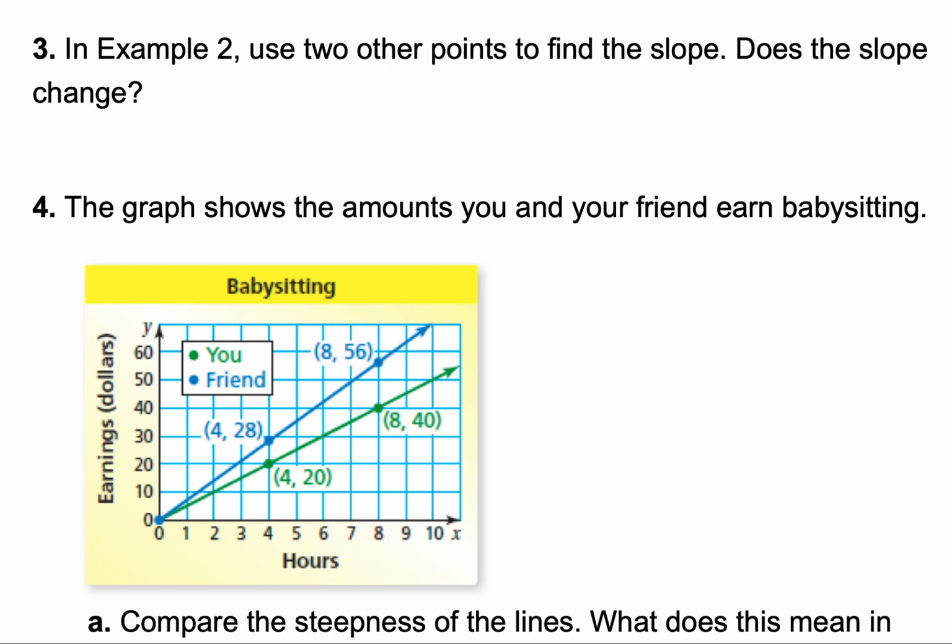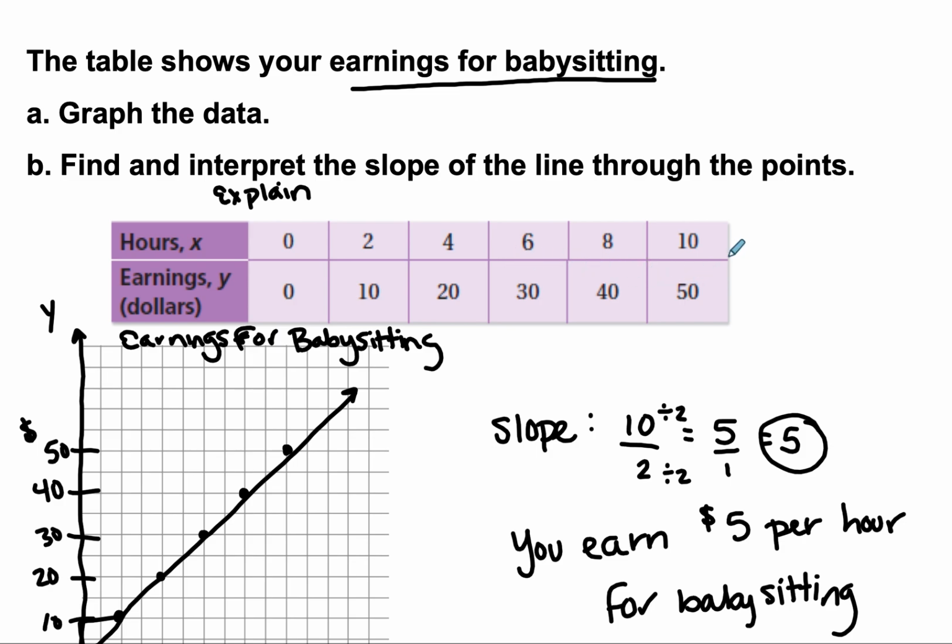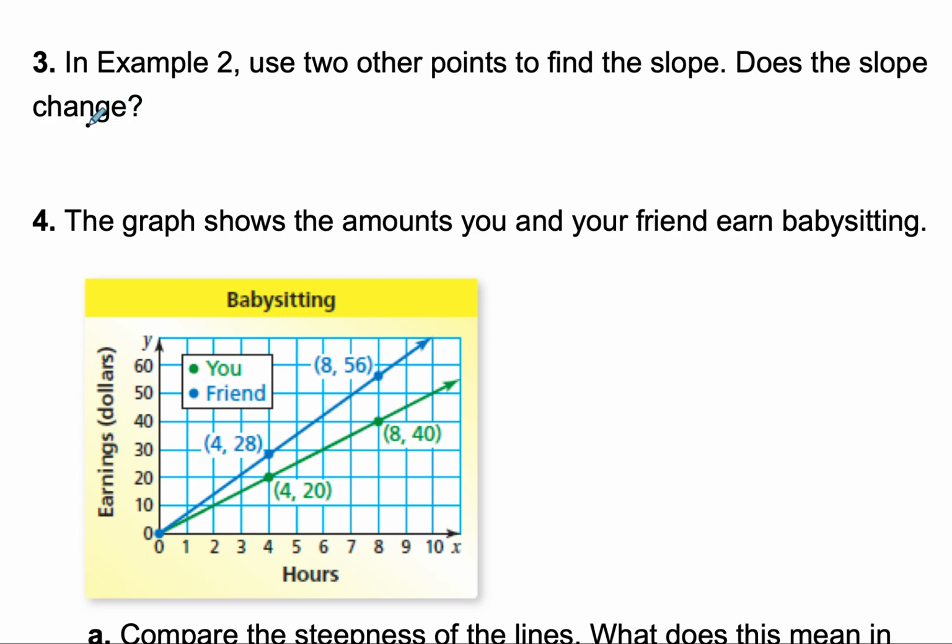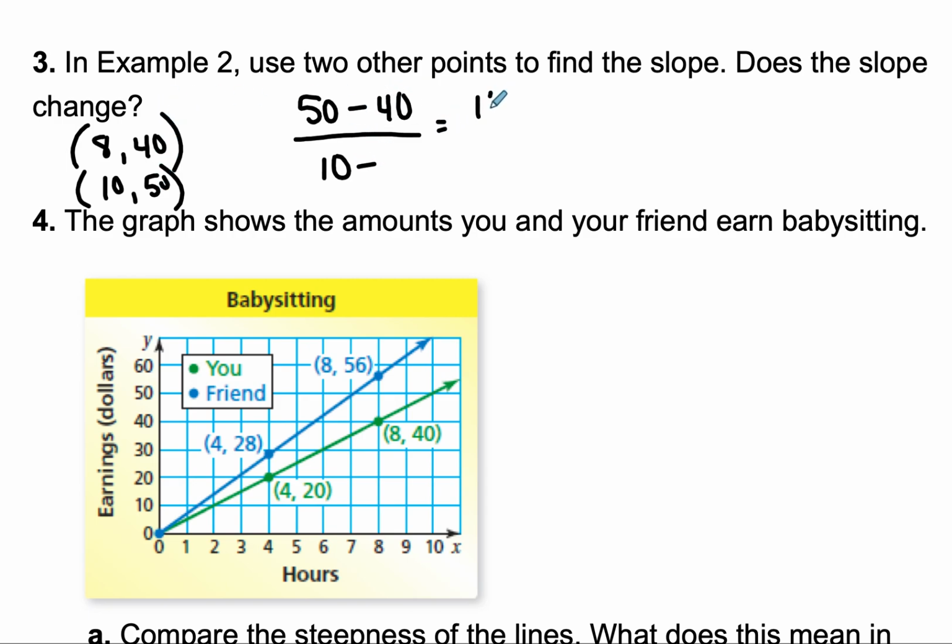Okay, let's check our answer. So example 2, 2 other points. I'm going to pick these last 2. 8, 40, 10, 50. So these are the 2 points that I picked. I'm going to use the subtraction. 50 and 10 I'm going to use first. Y's go on top. 50 minus 40 equals 10. 10 minus 8 equals 2. 10 over 2 equals 5. Does our slope change? No.